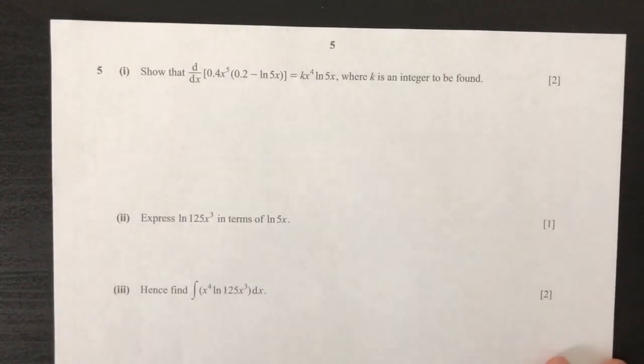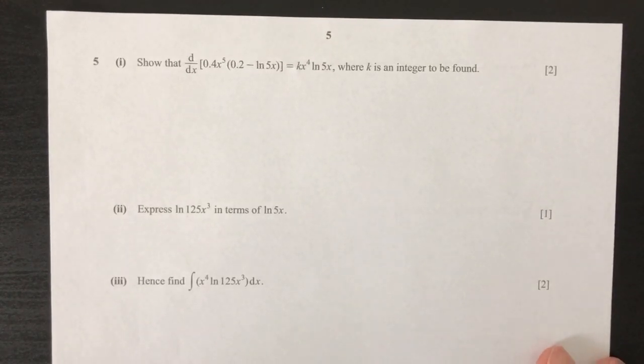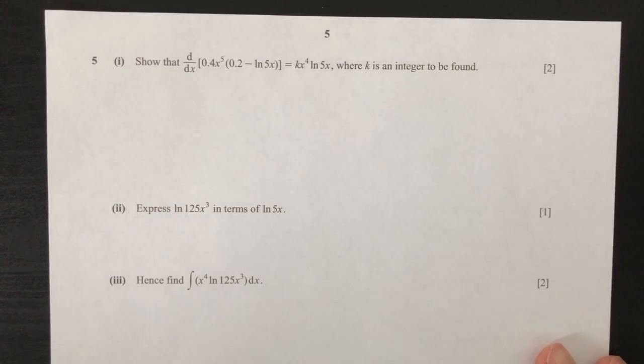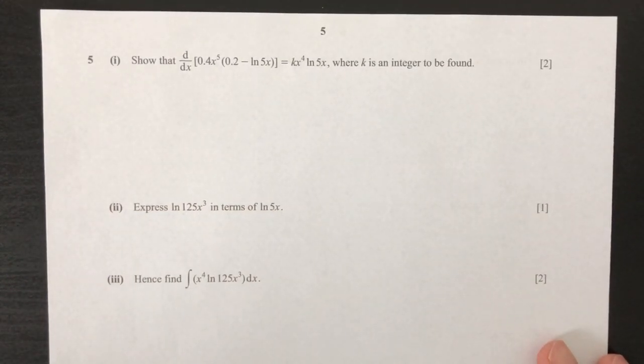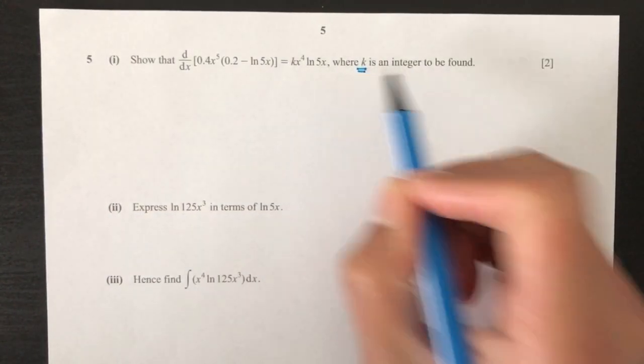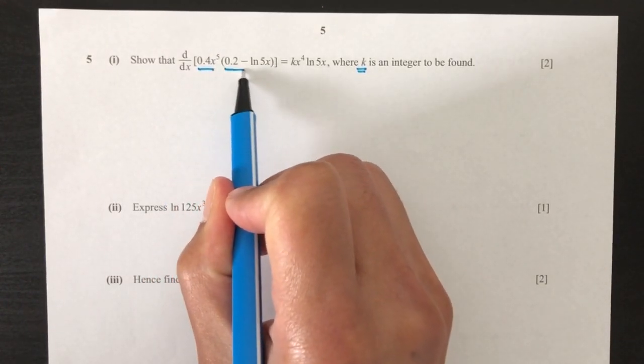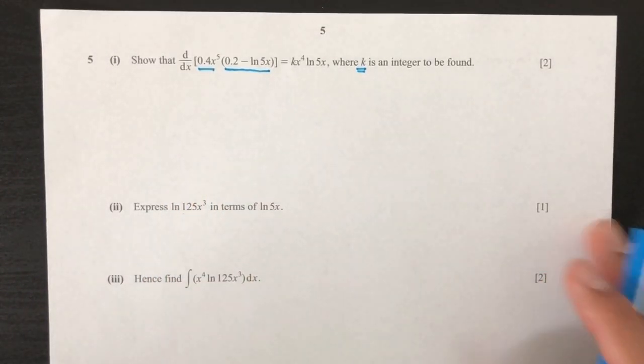Okay, so let's move on to question number 5. Show that dy by dx of this will give you this, where k is an integer to be found. As always, if you see a product, this is the first term and this is the other term, we have to use the product rule.